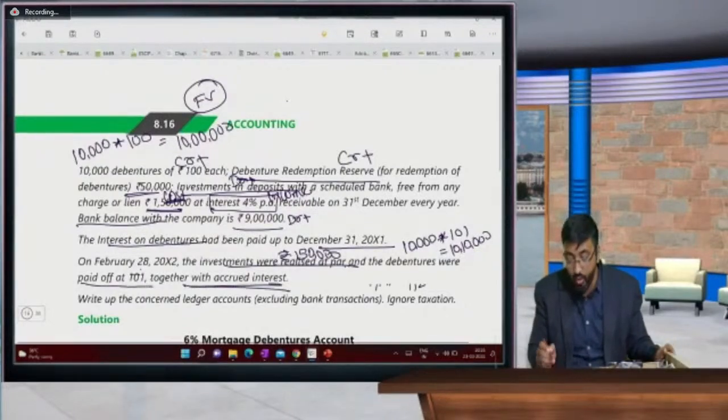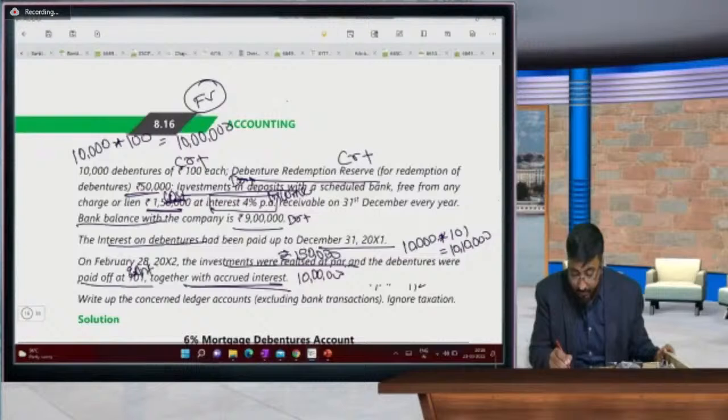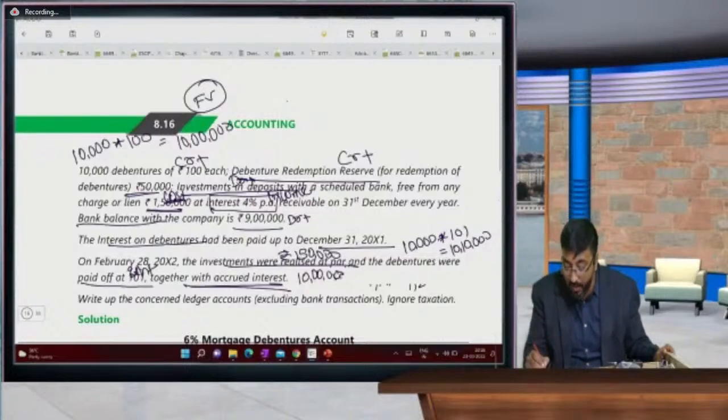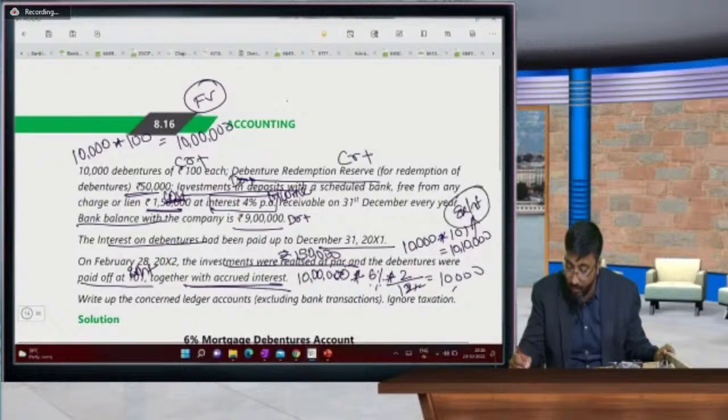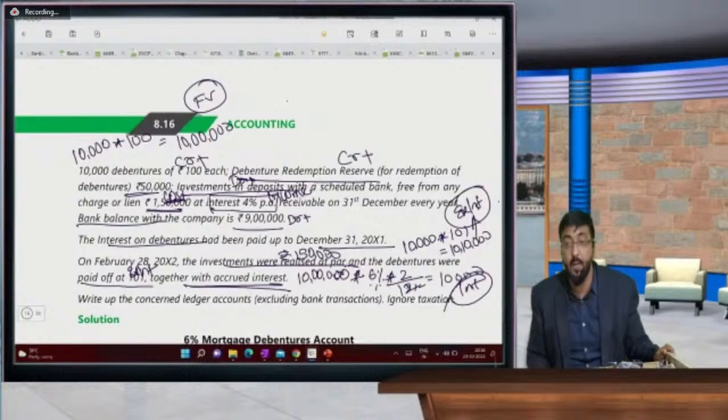Together with accrued interest. So accrued interest you have to pay separately. So 10 lakhs, beta, this is ex-interest. And together the interest amount is 10 lakhs into 6% into 2 months interest. That you calculated as 10,000. So this is ex-interest and 10,000 is interest. Write up ledger accounts.